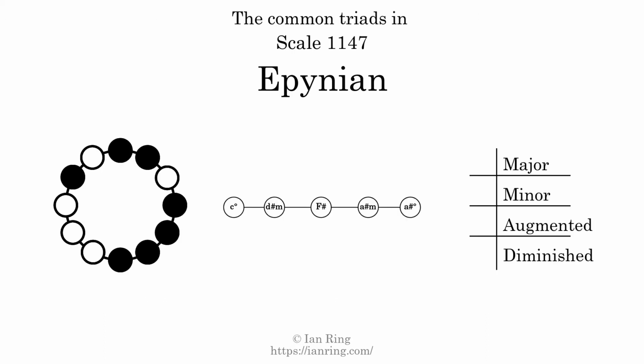Here are the common triads present in this scale. The diagram in the center is a graph of parsimonious voice leading between triads. There is one major triad. There are 2 minor triads. There are no augmented triads. There are 2 diminished triads. Here is a Hamiltonian path of parsimonious voice leading that uses all the triads.